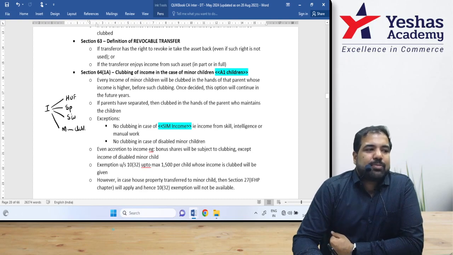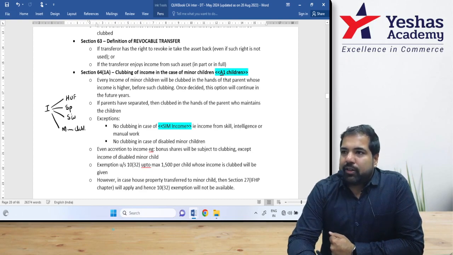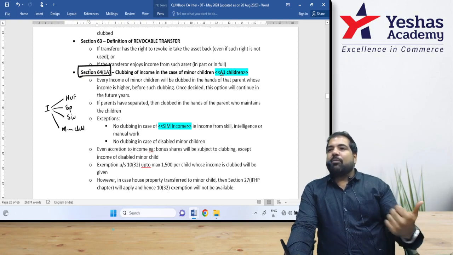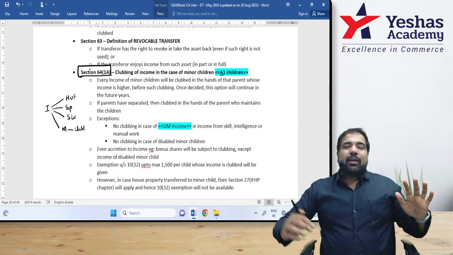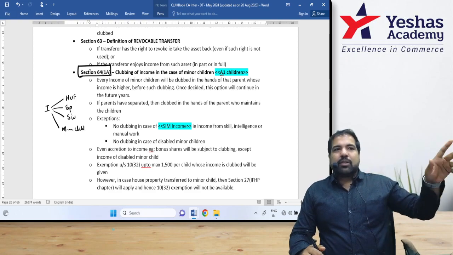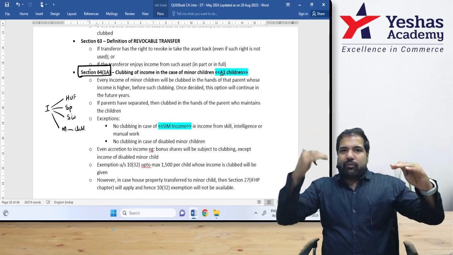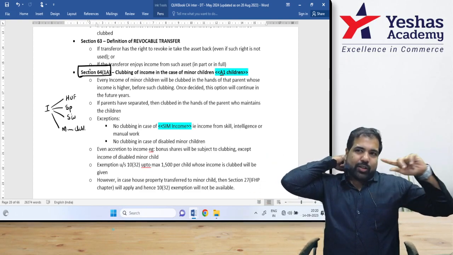Let's start with the first person, that is minor children. The section is 64(1A). Repeat the sentence: every income of a minor child will be clubbed in the hands of the higher parent. Higher parent means, in the exam, guys, when you have Mr. A, Mrs. A, and the minor child, first compute the income of Mr. and Mrs. A and get the final number. One is 10 lakh, one is 3 lakh. Where will the minor child's income be clubbed? In the higher parent.